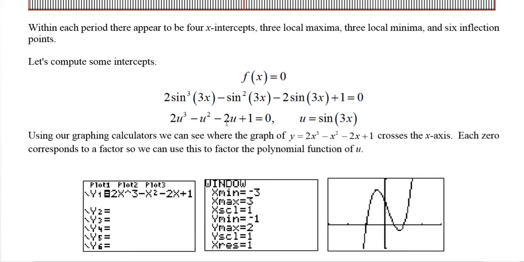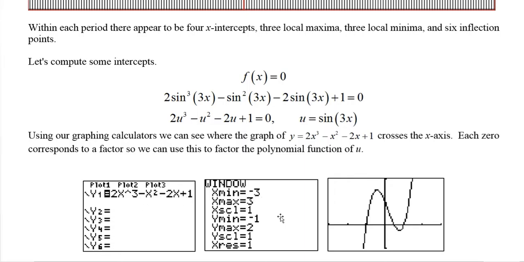And we want to find the places where that is equal to 0, which corresponds to factoring this. Now, there is a universal cubic formula, but I doubt you've ever studied that. So one way we can do this is to graph this on our calculators, say, replacing the u by x. So 2x cubed minus x squared minus 2x plus 1.